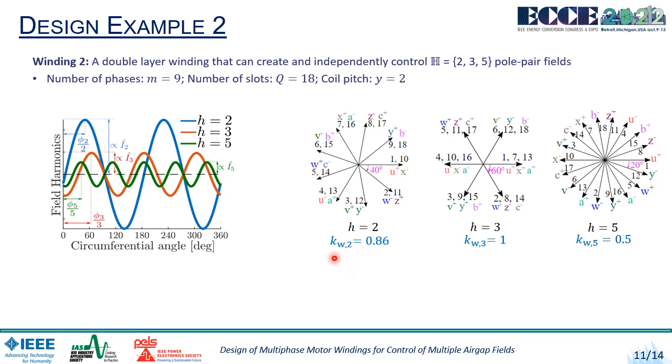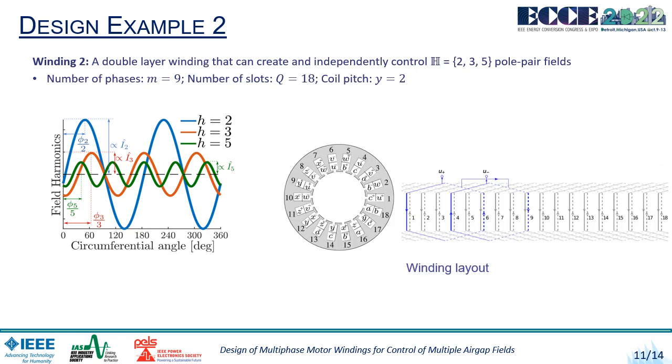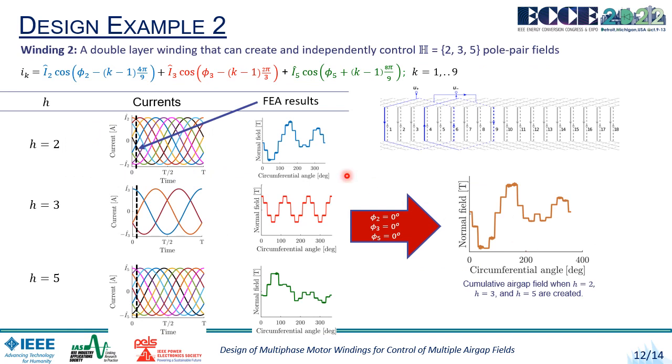It can be seen that the winding factors in this case are not always the same, and h equals 3, or the 3 pole pair field, has the highest winding factor and the 5 pole pair field has the lowest winding factor. The winding layout is shown here. The stator current to be injected is determined by applying the rules which can be found in our ECCE paper. And this current now has three components, one of which controls each pole pair field.